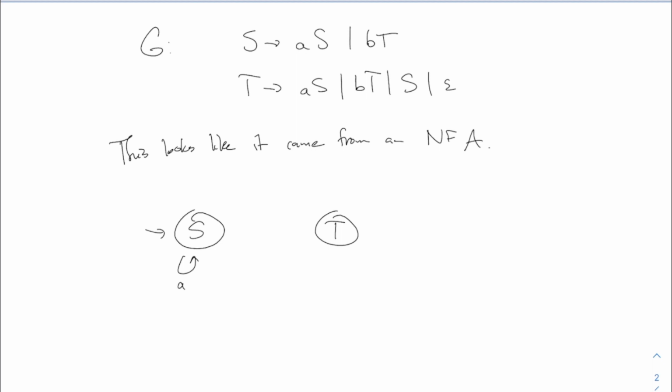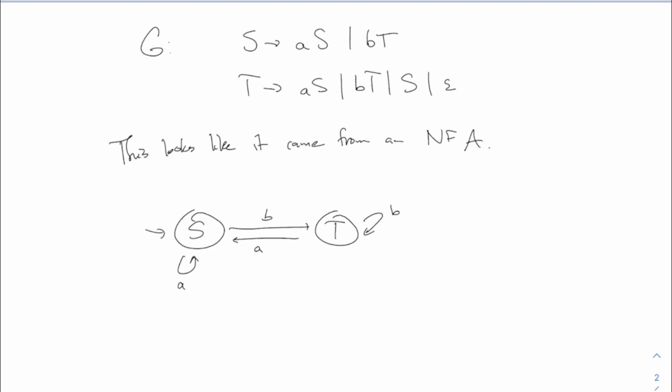All right. And then we also have S goes to BT. That will be an arrow from S to T with a B. So those are the arrows from the first line. And then the second one we can read similarly. S goes to T. T goes to AS. That is an arrow back this way with an A. Then T goes to BT. That's a looping arrow here with a B.